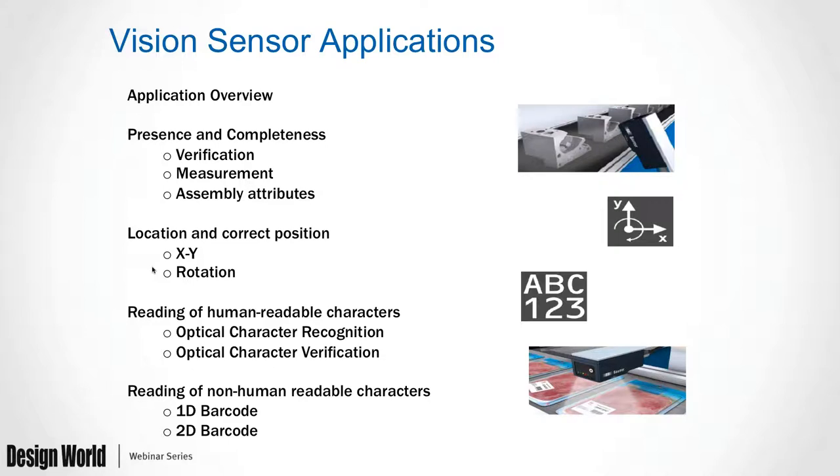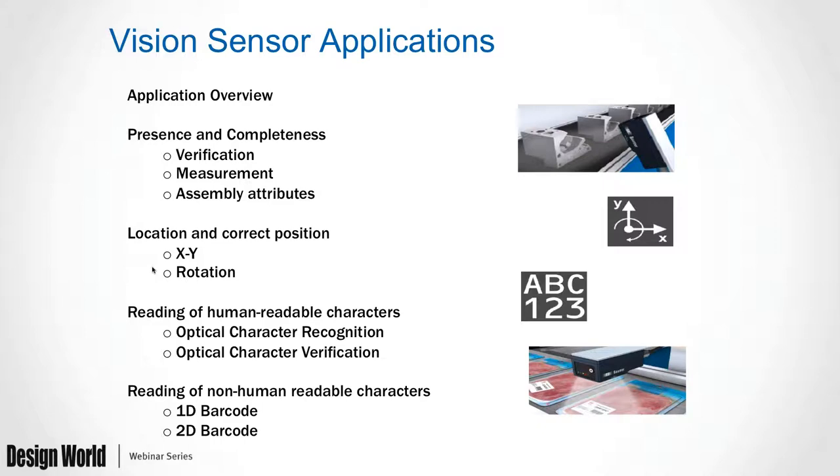So we can take a look at those things. It can actually also tie into robotics as well and see if there's something on a conveyor belt, pick its X, Y, and rotational values out. Look also at human readable codes. So we might look at character verification and recognition. So we're talking about OCR and OCV.